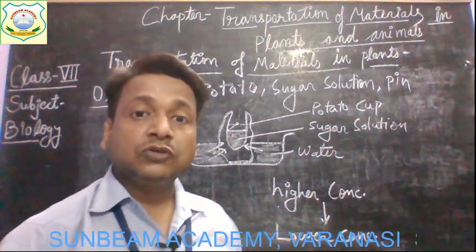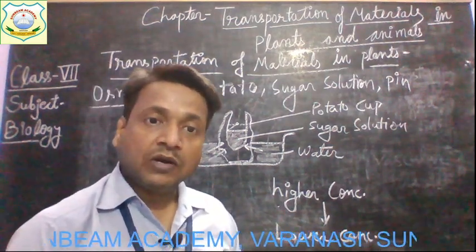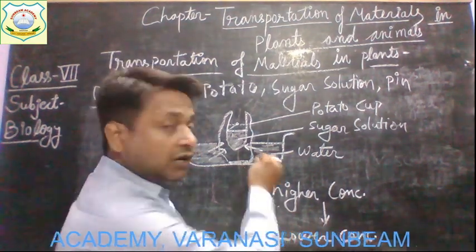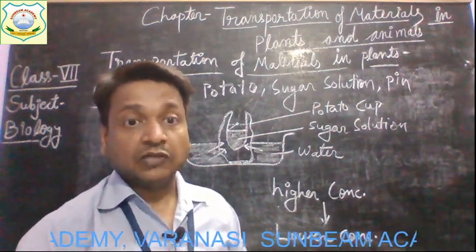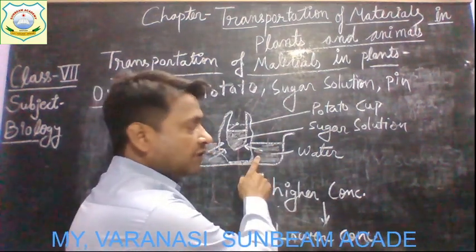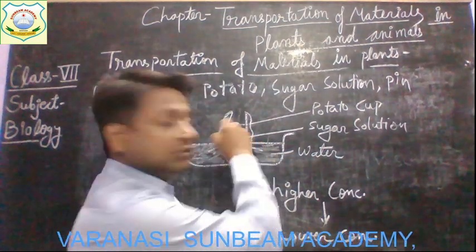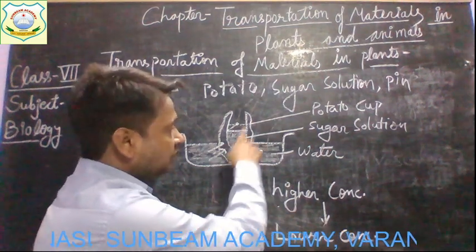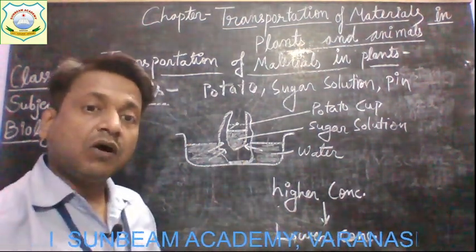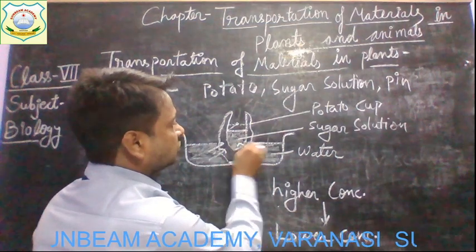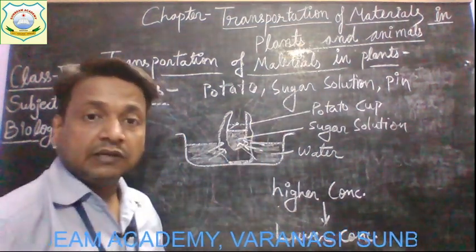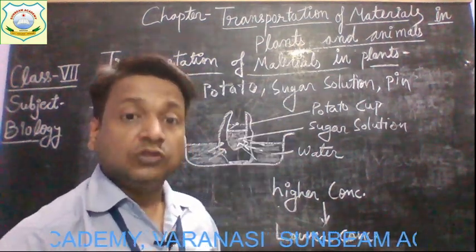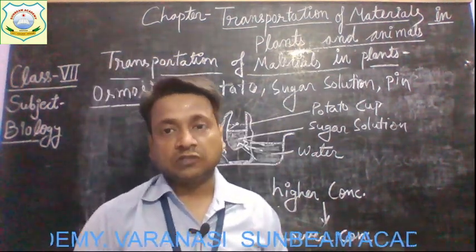In this sugar solution, water molecules and sugar molecules are both present, whereas in the tray of water only water molecules are present. So we can say that here the concentration of water is higher as compared to this, and the water concentration inside the potato cup is lower. The movement will always occur from higher concentration to lower concentration, and as a result the level inside the potato cup rises. This process is known as osmosis.